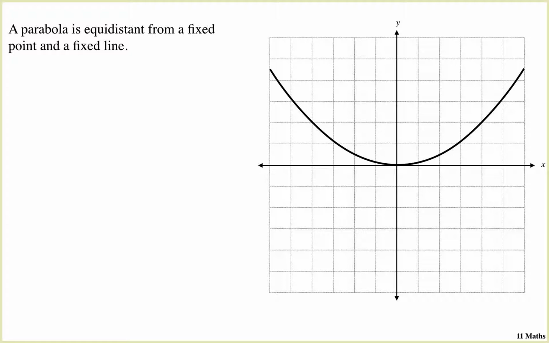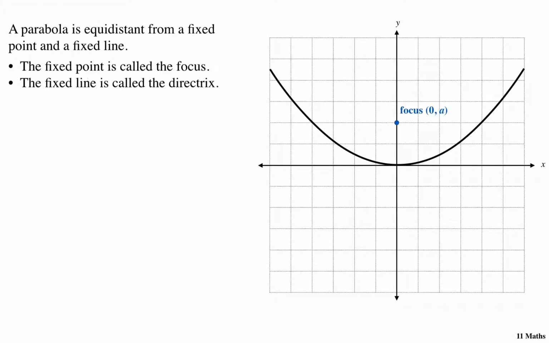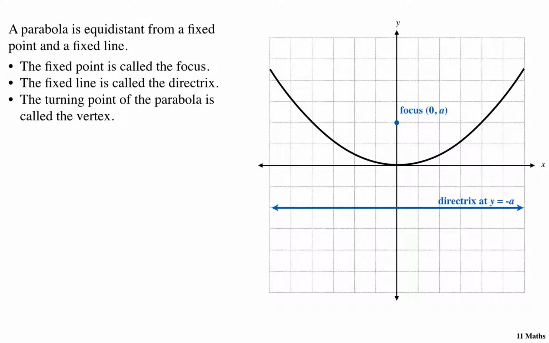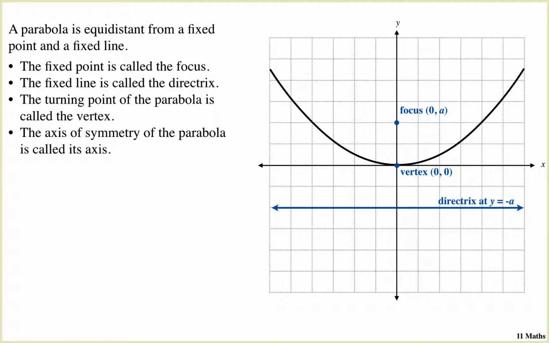So let's have a closer look now at what's going on. We've got our fixed point, it's called the focus. We've got our fixed line, it's called the directrix. Now we'll let the focus be at the point (0, a), where a is just the distance from the focus to the vertex. And the vertex is at (0, 0) for all these parabolas. So we can see we've got a common distance. When I talk about a common distance, the important bit is that the distance from the focus to the vertex and from the vertex to the directrix is the same.